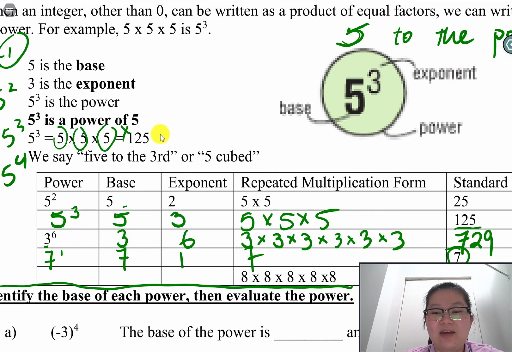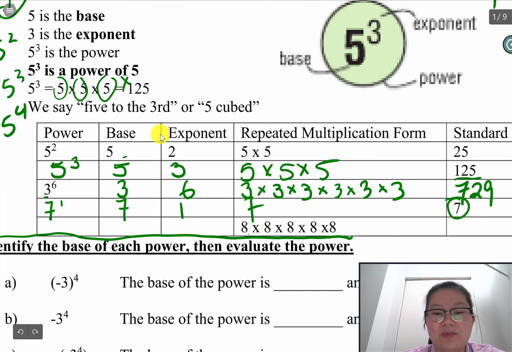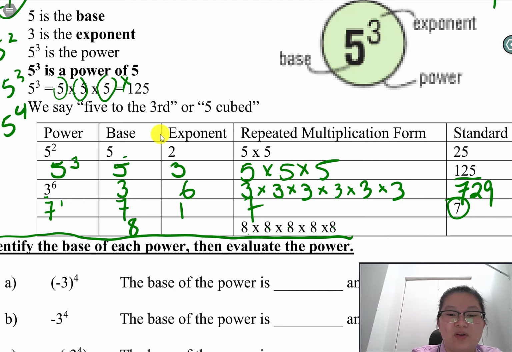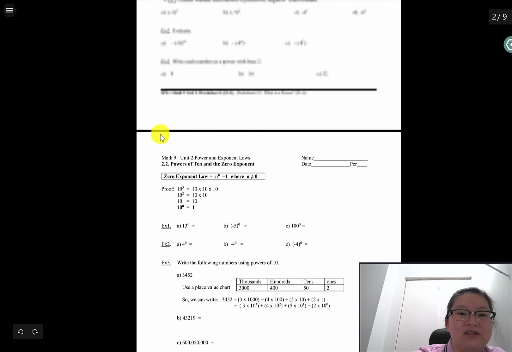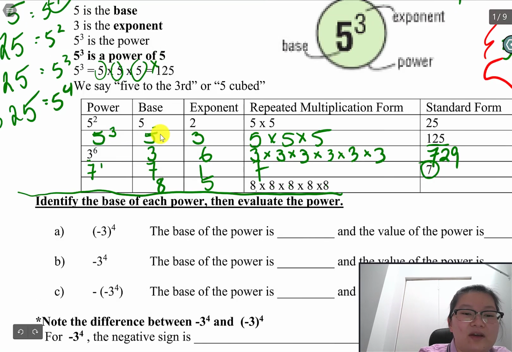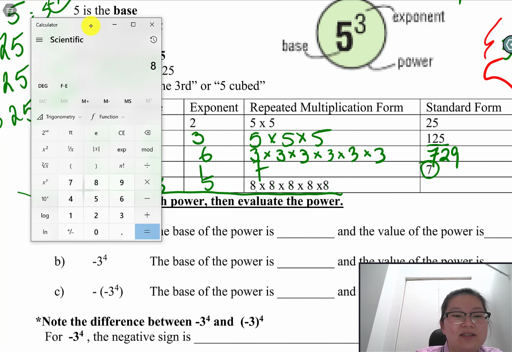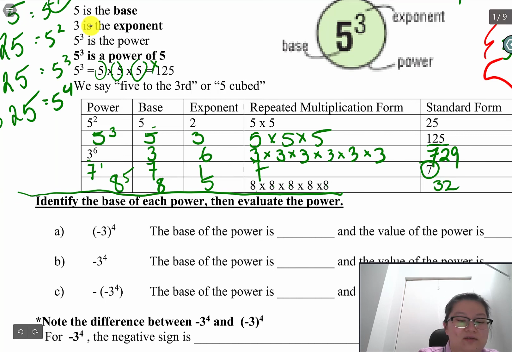Okay? Next up, we have this here, 8 times 8 times 8 times 8 times 8. We know the base must be 8, because that's the number that we see. And then the number of times it shows up is our exponent, 1, 2, 3, 4, 5. So if I have to write this as a power, this is 8 to the power of 5. And putting this in our calculator, we are going to do that again. Remember, it is 8 as the base, and then x to the power of y, 5 is our exponent, equals, that is a huge number, 32768. All right, so that's it.